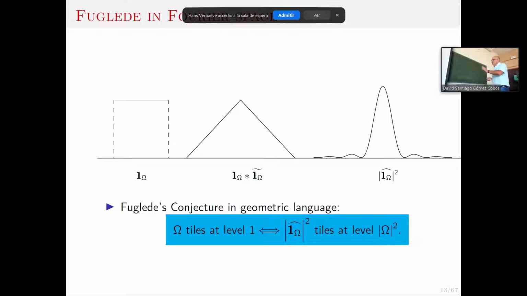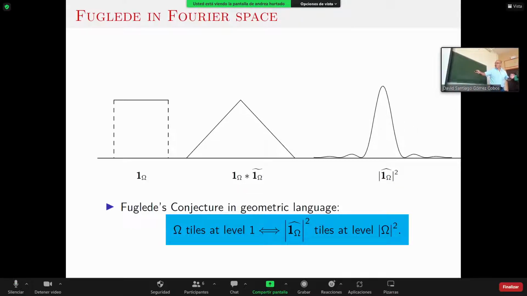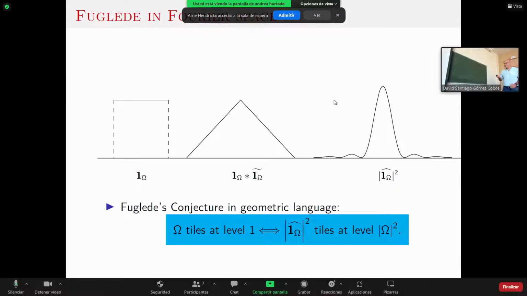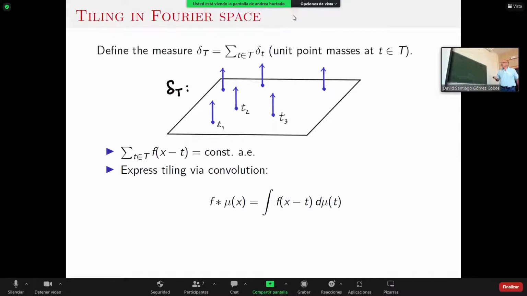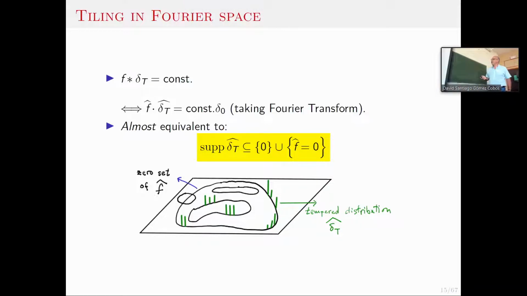So in this language, Fourier conjecture makes more sense because both sides refer to tiling by translation by different objects. So omega tiles if and only if its power spectrum tiles. This is the Fourier conjecture. We saw why this is true. Therefore, we started looking at this Fourier conjecture through the prism of this tiling in Fourier space.